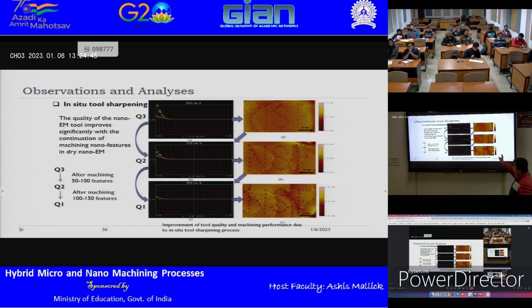Then the third time, when I checked the tool quality after machining these two steps, I forgot how many features there were here. You can probably count, but I think it's between 50 to 100 features. So after machining two times, the tool quality becomes very good because of that in situ tool sharpening, and I was able to get this NSF written very well. All the holes were very sharp, circular, and well defined because the tool quality was improved.